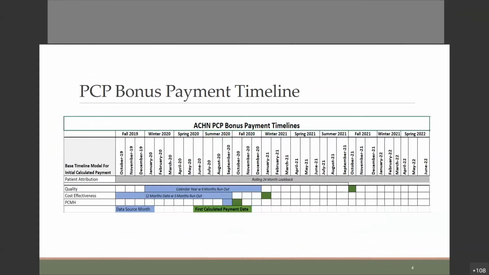This is the PCP bonus payment timeline. PCP bonus payment started in October of 2019. The first calculated bonus payment for cost effectiveness was paid in January of 2021. The cost effectiveness bonuses are calculated utilizing the previous 12 months of claims data with a 3 month claims runout period. The first quality measure bonus payments were paid in October of 2021 using the calendar year 2020 quality measure performance.